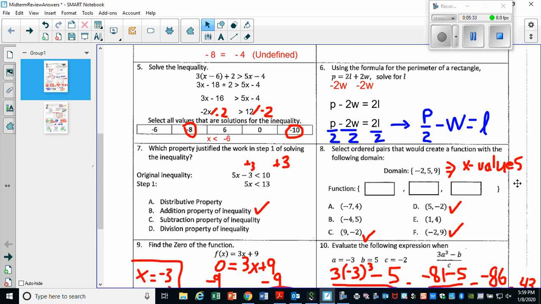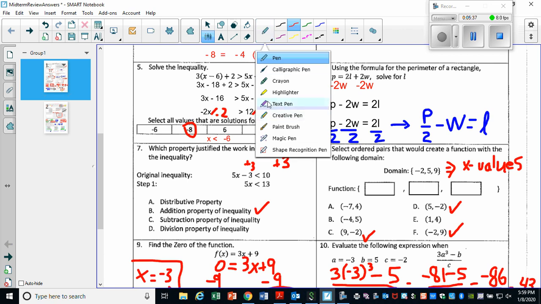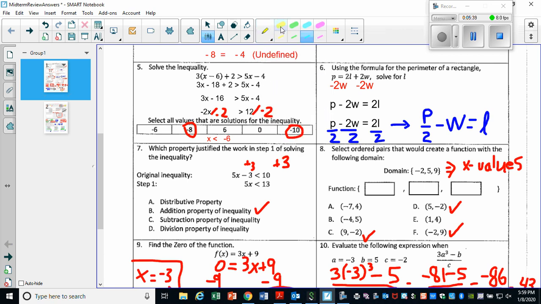Number 8, domain. Look at your x values. The x's are the key to this part of the problem. So I'm going to highlight domain, x values. Look for the x, which is 9. There, x is 5. Here, x is -2. Here.